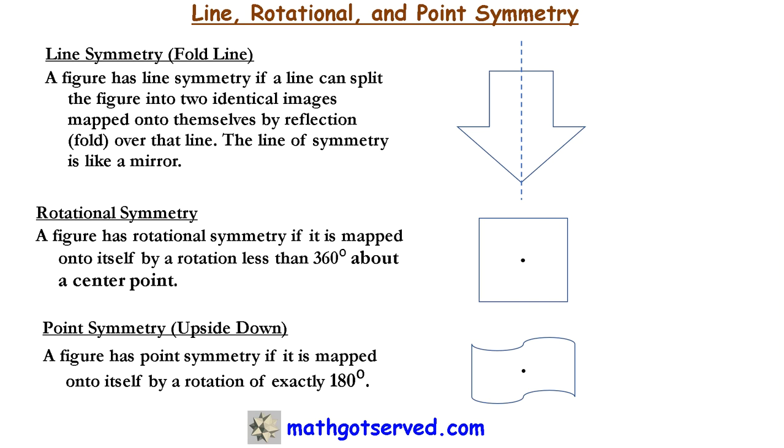An easy way to check for point symmetry is to get the object on a sheet of paper and then rotate the paper upside down 180 degrees. If you have exactly the same figure that you had initially when you had the right side up, then you have a point symmetry situation. Alrighty.